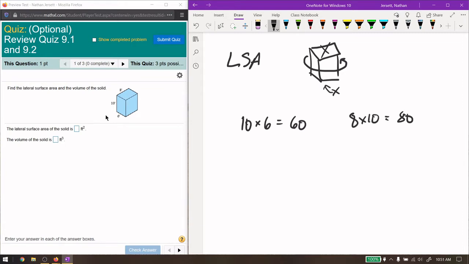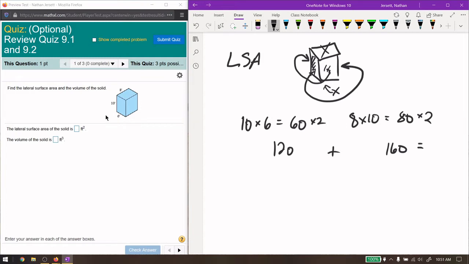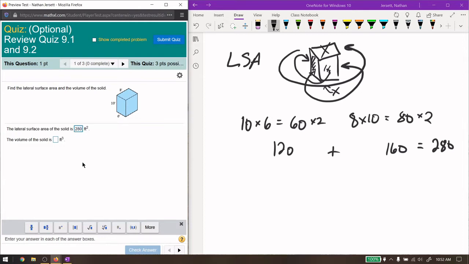And the sides opposite it, right? This side here has the exact same surface area as this back side, and this side here has the same surface area as the back side. So we just need to multiply these by 2 each, 120 and 160. Add them together. That gives us 280. And that's the surface area around the outside. We're not including the top or the bottom. So that should be 280.